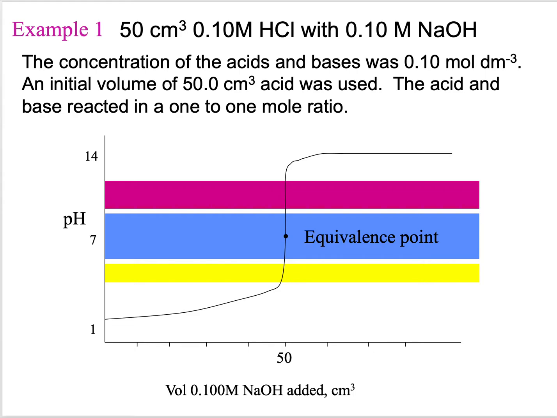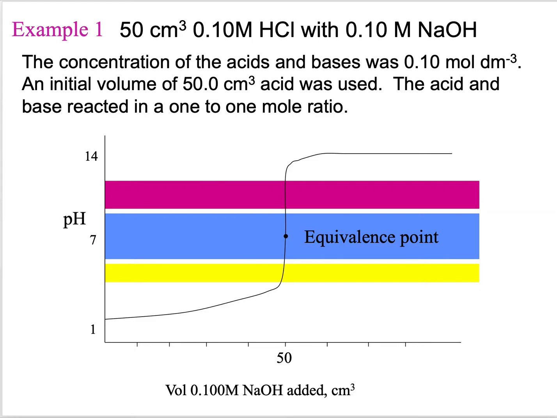Going to end up with a curve with an equivalence point, which we might have called an endpoint at one time, but we want to be much more specific. And here we're going to start with 50 centimetre cubed 0.1 molar HCl and add 0.1 molar sodium hydroxide. As you do this, determine which is obviously the acid, is it strong or weak, and ditto for the alkali.